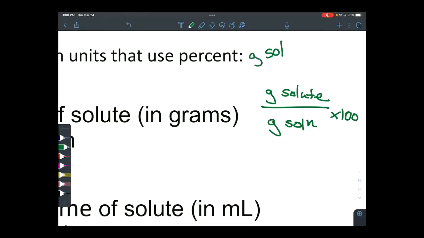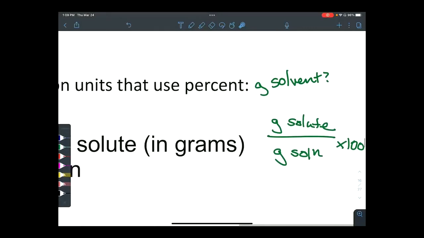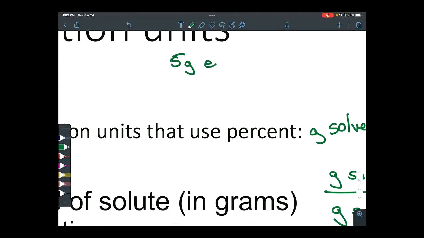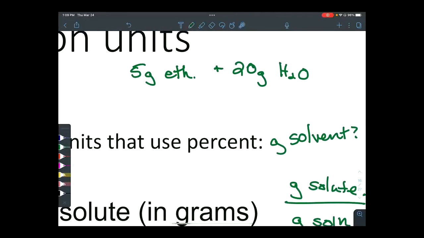All right? But the notion here, and I kind of mentioned this before, okay, solute and solution. If we know how many grams of solvent we have, does that go on the bottom? Yes, but kind of, because remember, the mass of your solution, the whole solution, contains both the solute and the solvent. So keep that in mind, and we'll look at an example here. Actually, let's just do one right now. Let's say I dissolve 5 grams of ethanol, and I add it to 20 grams of water. I just mix those 2 things together.